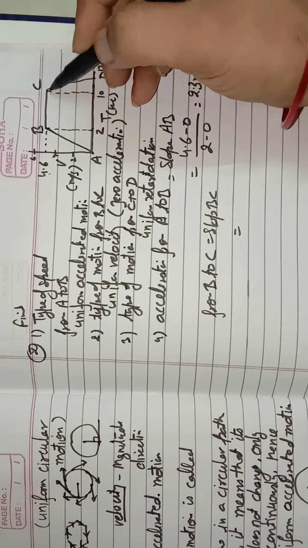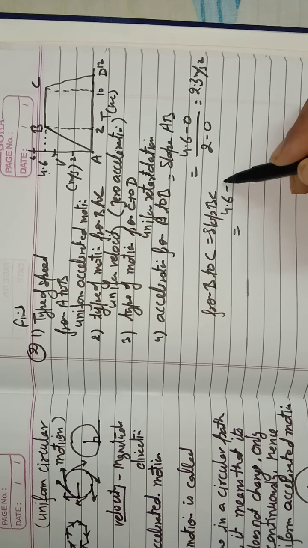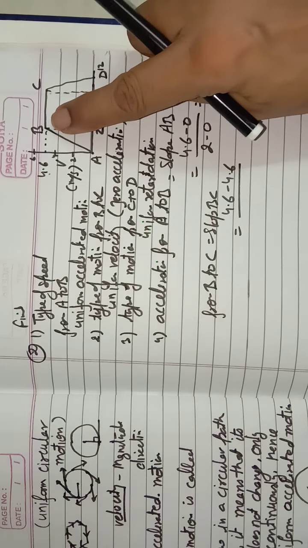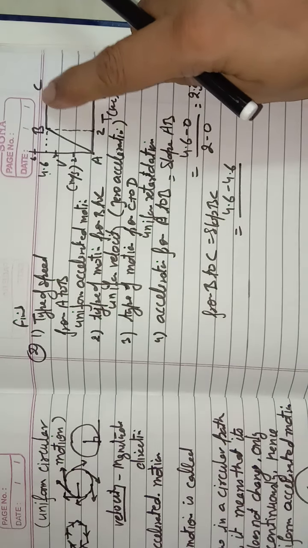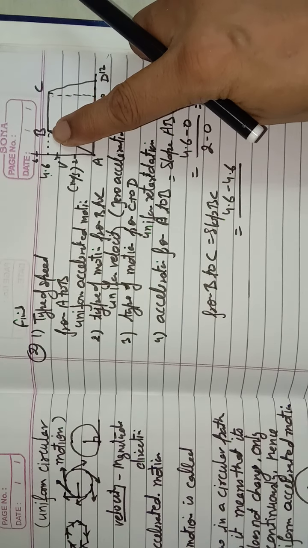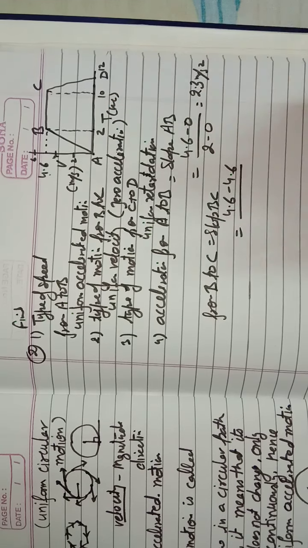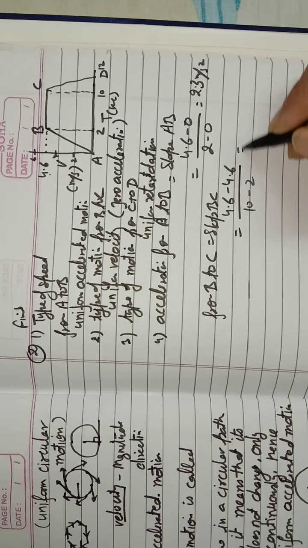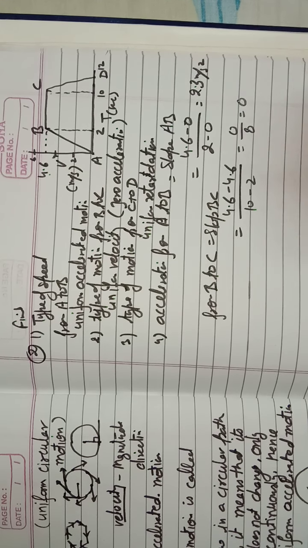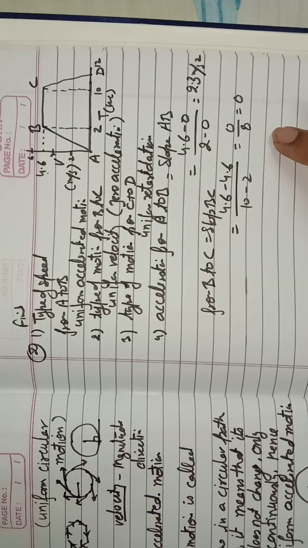And the slope is perpendicular upon base. How much is the perpendicular? 4.6 minus 4.6. It was at 4.6 before, and at C it is at 4.6, so the perpendicular is 4.6 minus 4.6, which is 0. And how much is the base? 10 minus 2. 0 upon 8, it will be 0. So it means the acceleration will be 0.